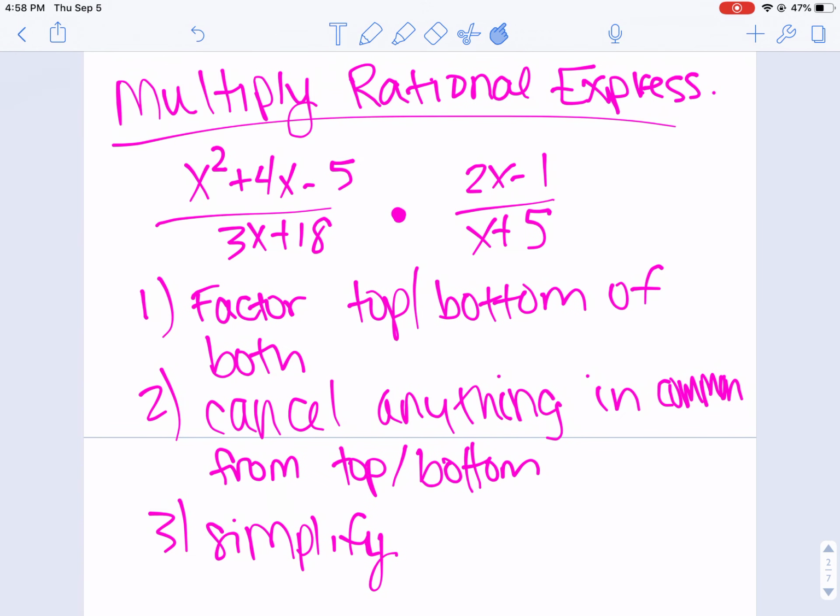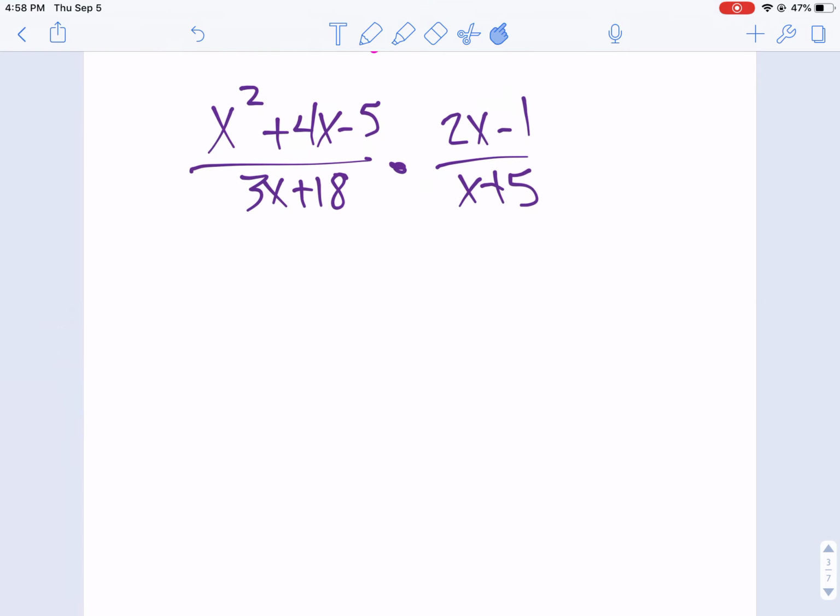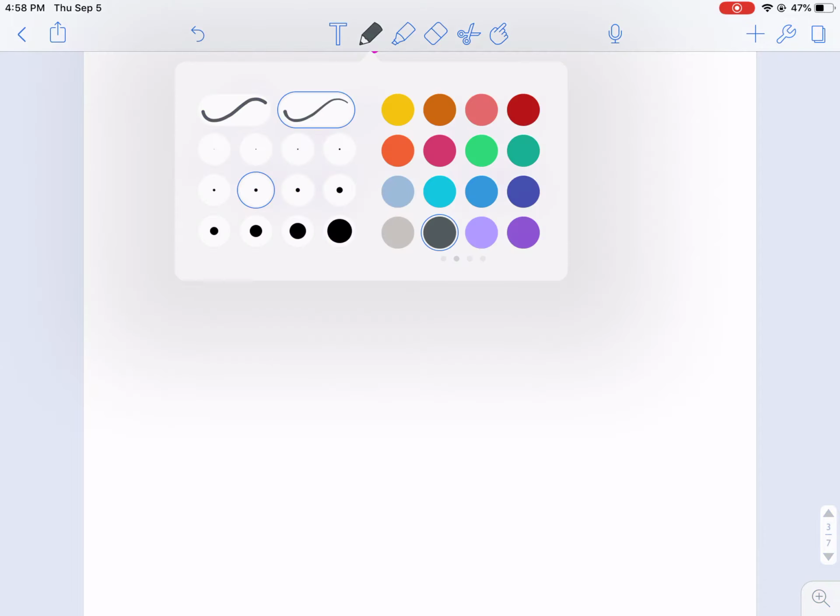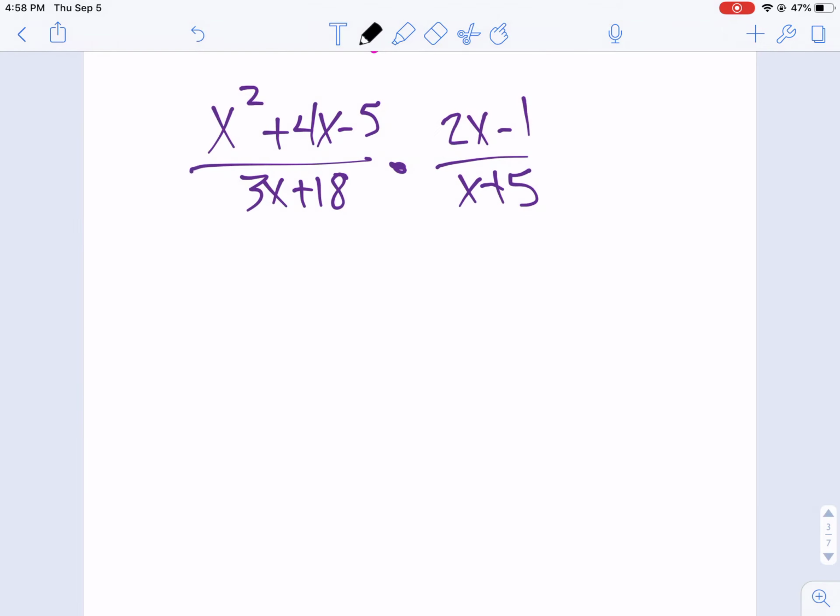Then we started doing multiplying. With multiplying, there's really not anything different. You just factor the top and the bottom of both of them. And then anything on top, in either fraction, can cancel with anything on the bottom of either fraction. And then you just simplify them. The example that we did was x squared plus 4x minus 5 over 3x plus 18, times 2x minus 1 over x plus 5.